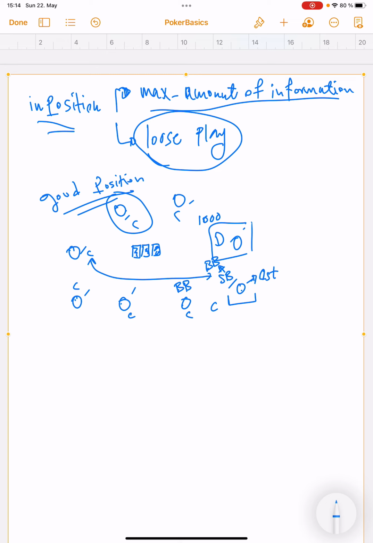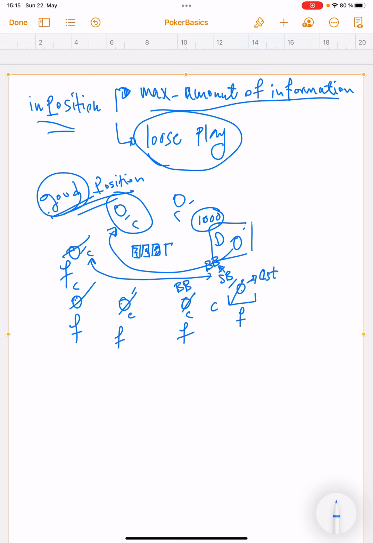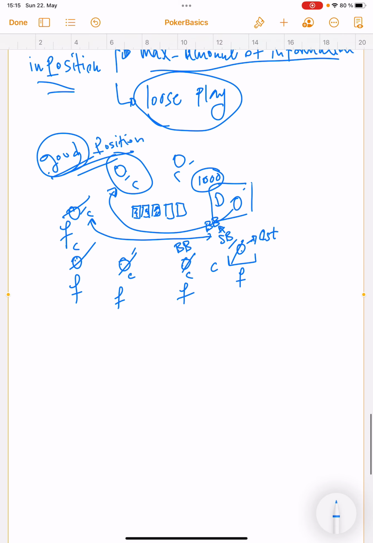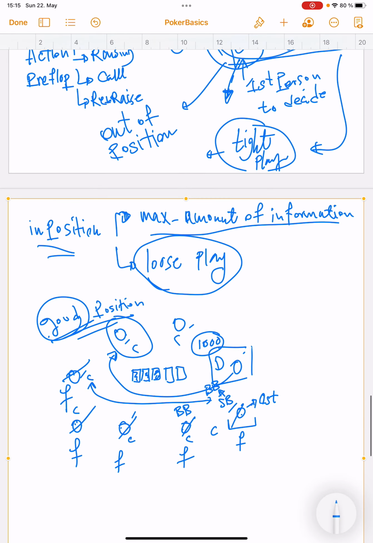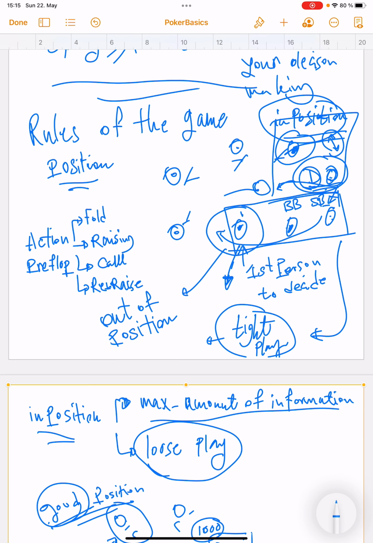And position is also relative. So suppose that in the first round, after seeing the flop, the dealer puts 1,000, then this guy folds, this guy folds, this guy also folds, this guy folds, and this guy folds. Now, all of a sudden, the first guy after the dealer will be this guy. So he will go from a good position into a bad position, because for the turn and the river, he will be the first person to talk. You see? So the position is also relative. Another important aspect of poker is also position.